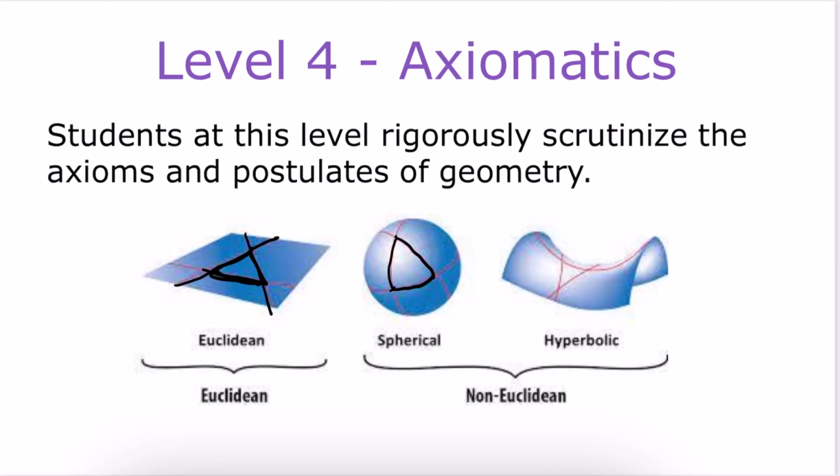And there's other things that change as well when you change the axioms of what type of space you're working in. So it's okay if not all of that made sense. This is much more advanced than we will get to in our class. But those are kind of the 5 levels of the Van Hiele theory.